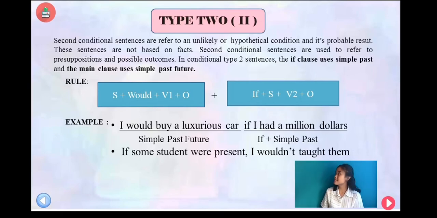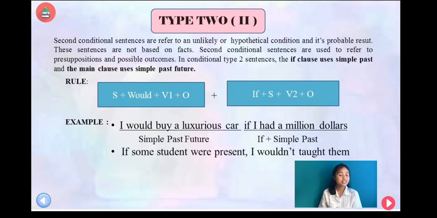For the first example: I would buy a luxurious car if I had $1 million. So it's pretty unreal, right? Because now I don't have $1 million, and if I had $1 million, I would buy a house first, I think. So let's move on to the second example: if some students were present, I wouldn't talk to them.